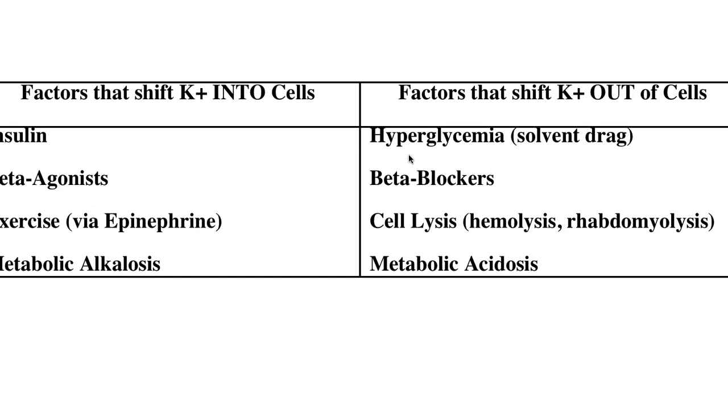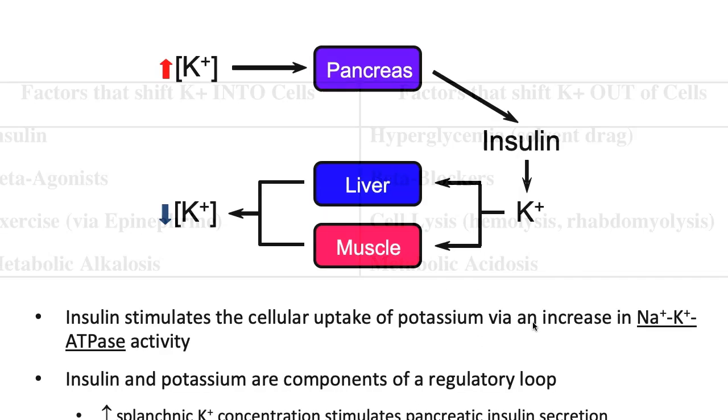Well, if I'm blocking beta agonists with a beta blocker, that will facilitate potassium moving out of cells, or like I said the other way, it prevents potassium from being shifted into cells by catecholamines. Also, what if those cells are dying? Anytime a cell lyses or dies, it's going to release potassium. That's one mechanism. And then a metabolic acidosis, a low pH. And we're going to get into this.